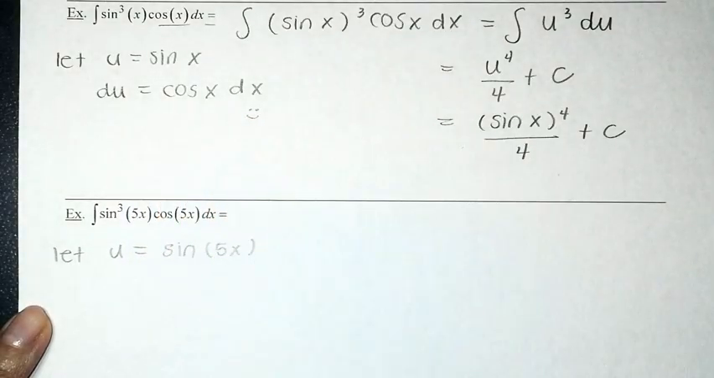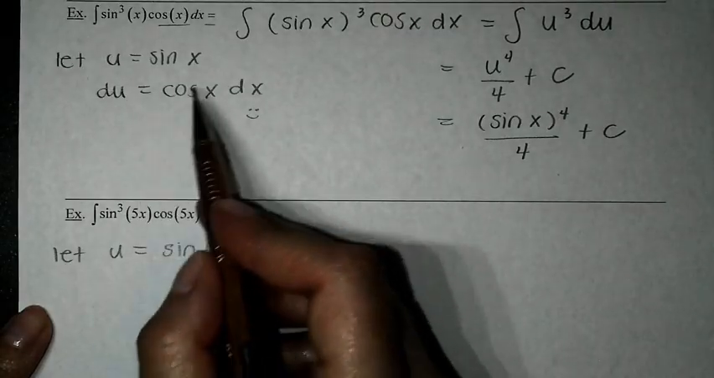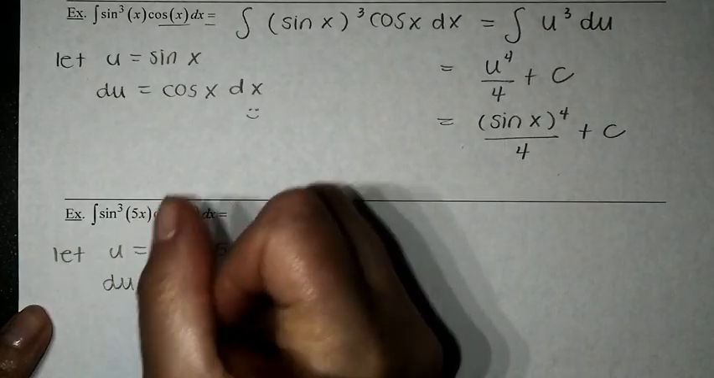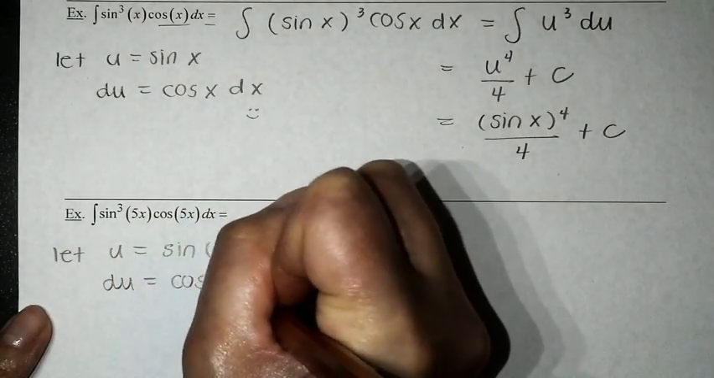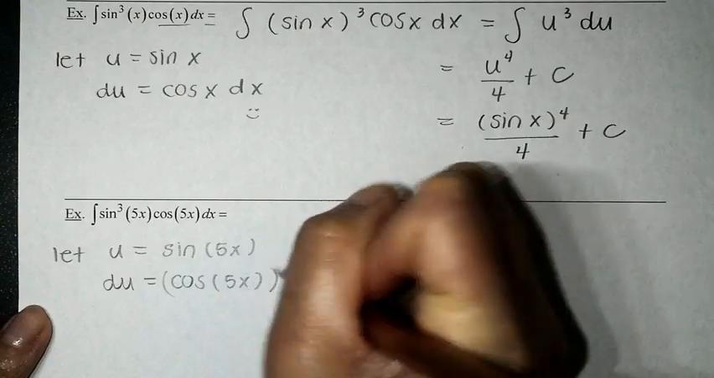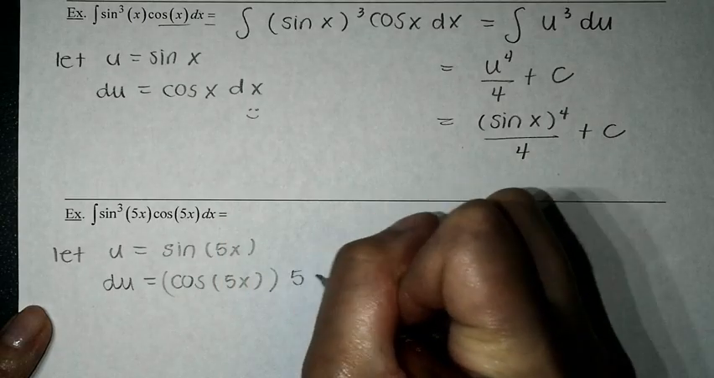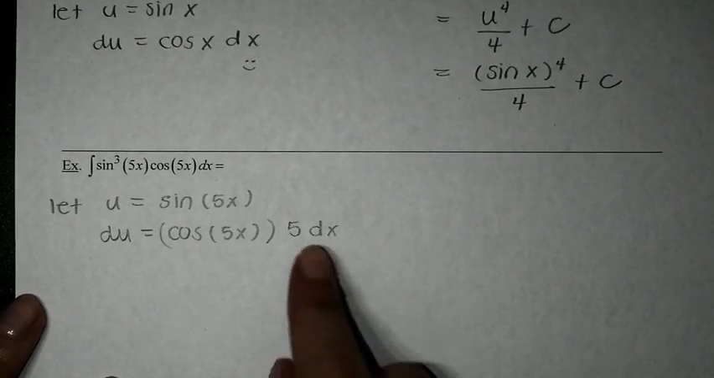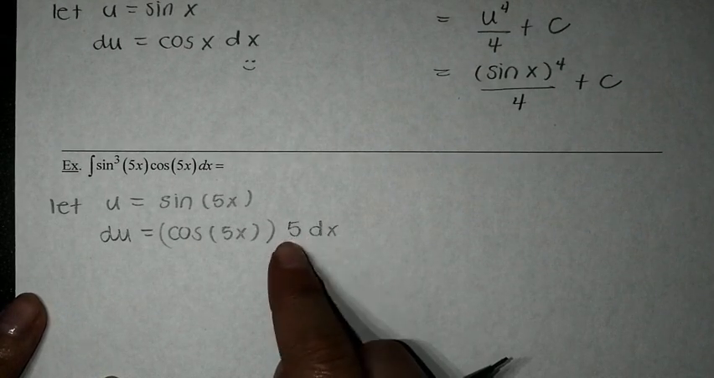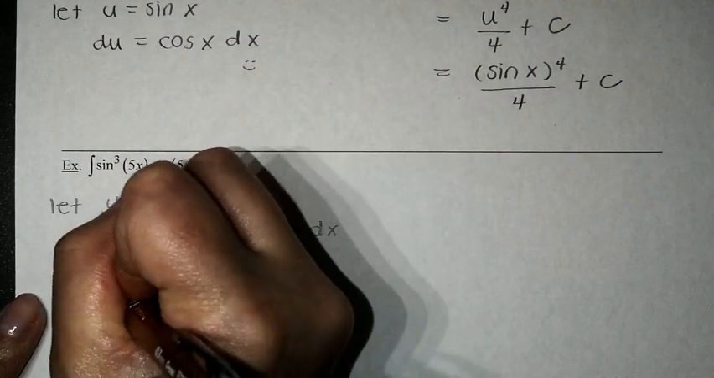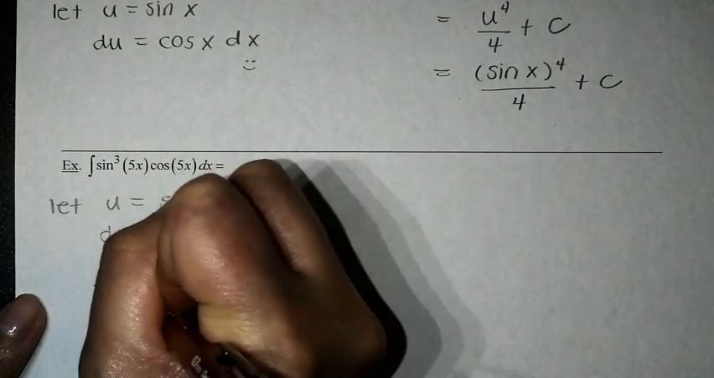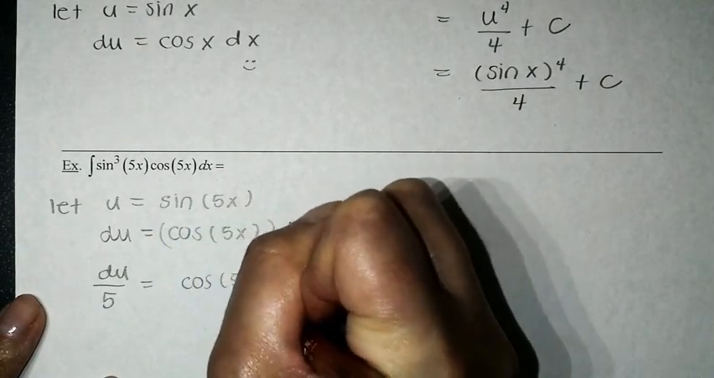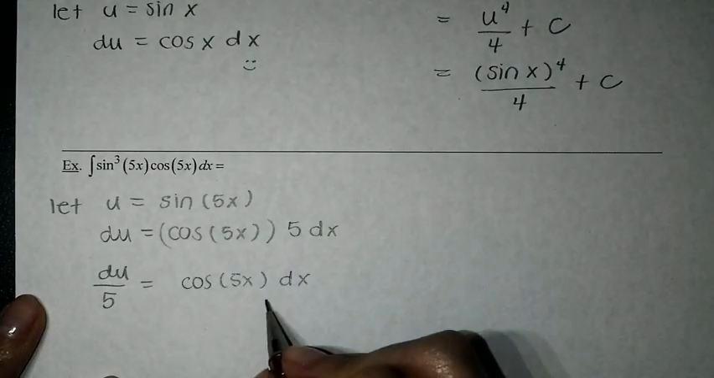Now here the derivative is not as simple as the last one. Similar, but not exactly the same. Why? Because you have the chain rule. The derivative here is going to be cosine of 5x, and all of this times 5 dx, which I don't have. But you know better, because we have dealt with constants in the previous example. So du divided by 5 is going to be equal to this cosine of 5x dx, which is great. I'm happy again. Why?